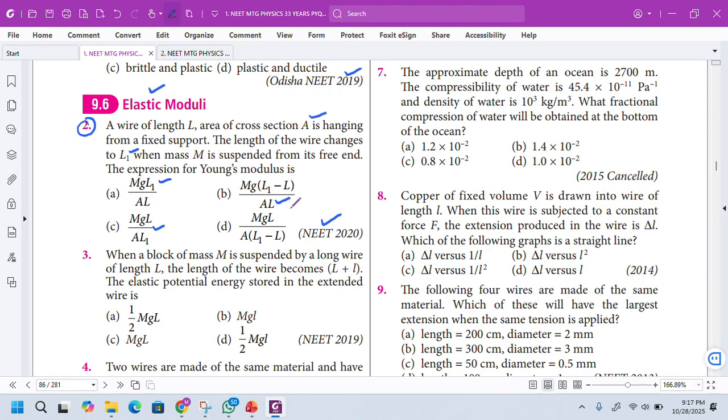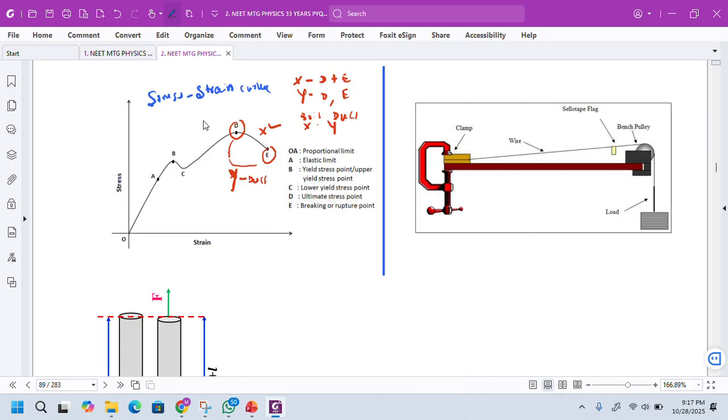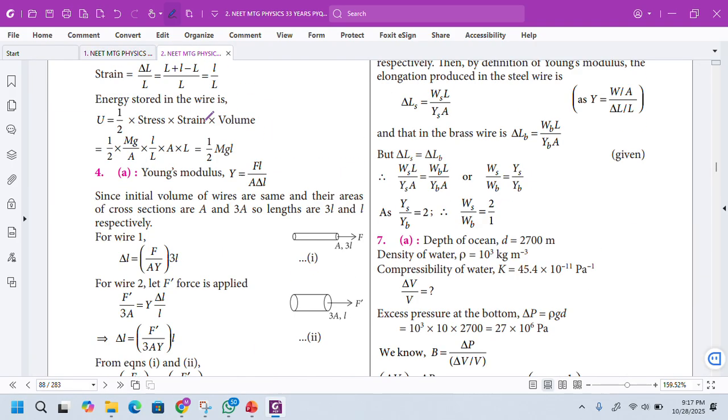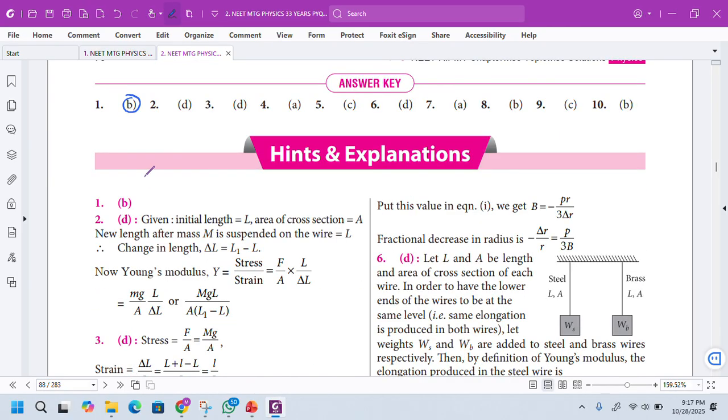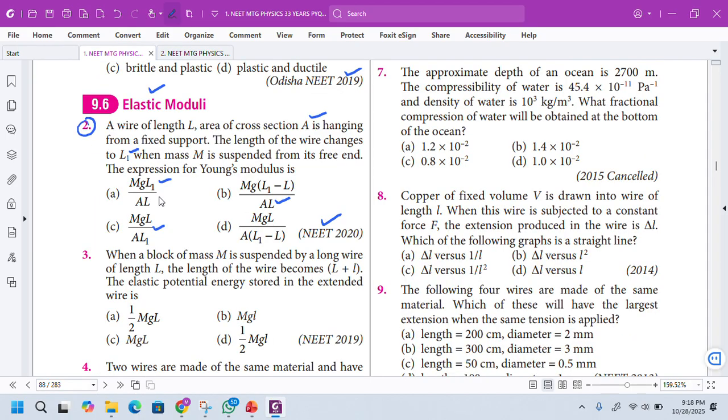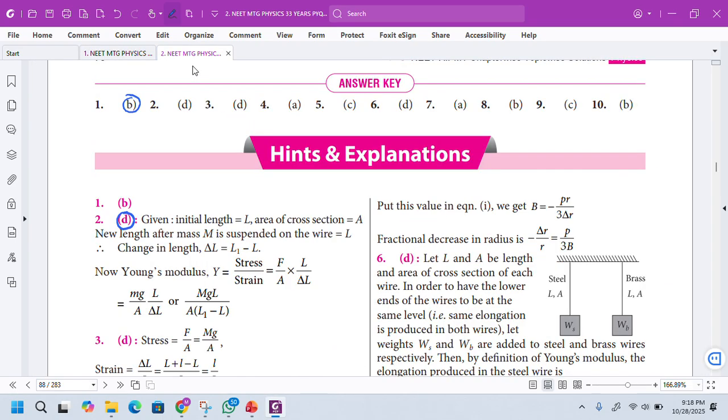Now we need to identify the answer here. How to determine the answer? The answer I will tell you here, dear students: the second answer is D actually. For the second question, the answer is D. Why is it D only? Then come, we will see that now.